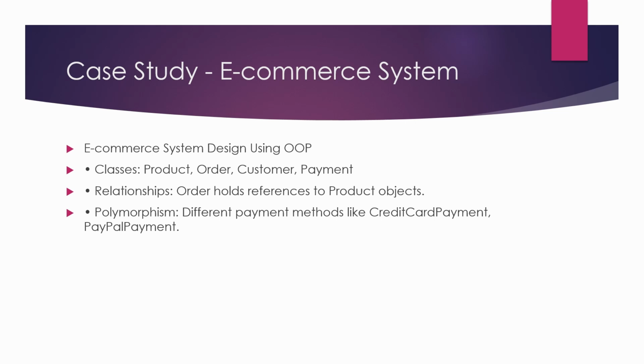Inheritance is useful for distinguishing between different user types such as customers and admins. Polymorphism allows actions like payment processing to differ based on the method chosen, such as credit card or PayPal. This structure supports scalability and flexibility in e-commerce applications.